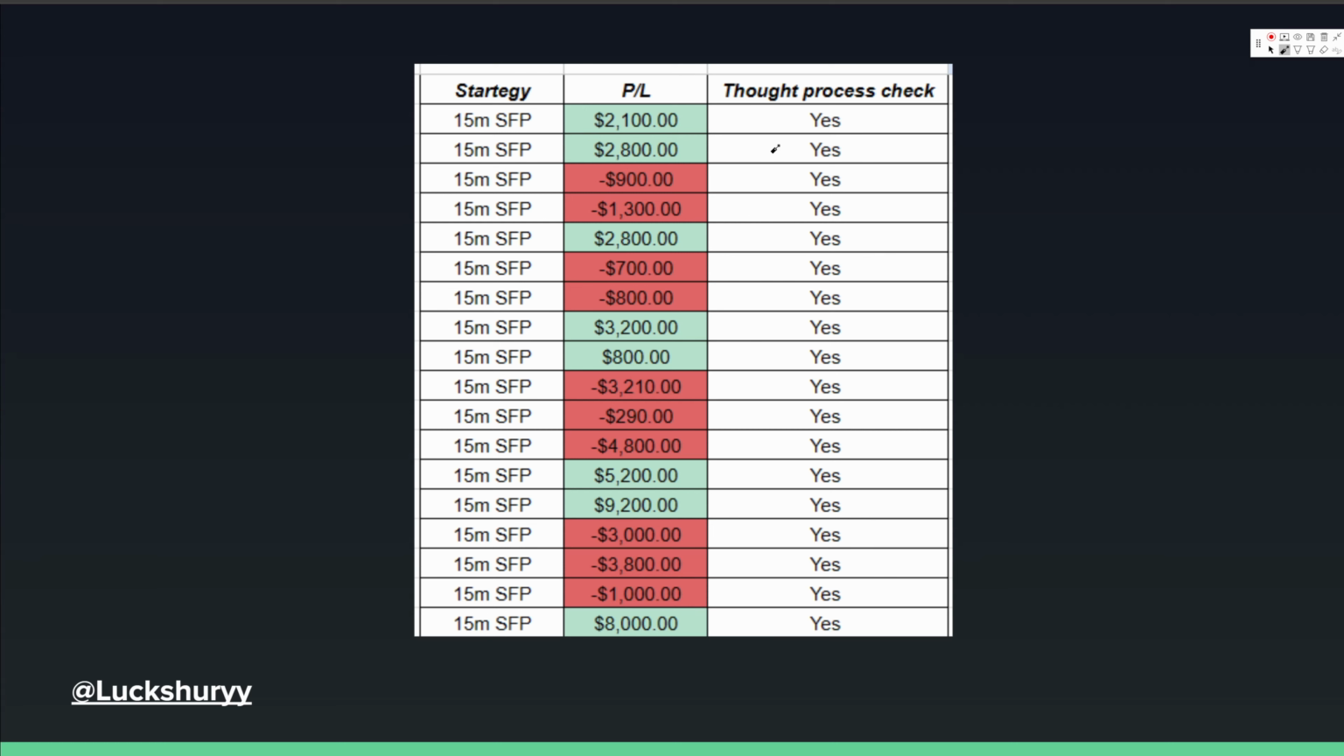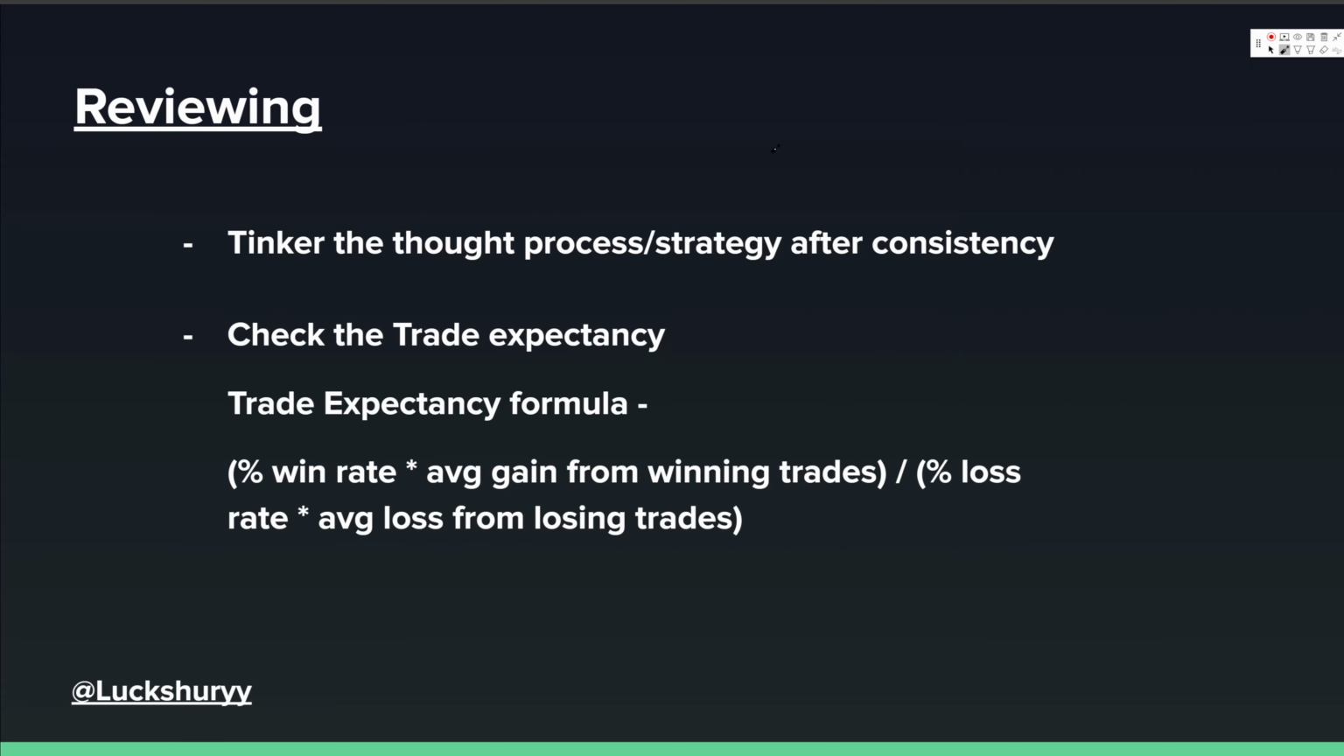Once you've done this and you've got everything saying yes, that is where you can then start reviewing the trades and discussing the following few variables here. Tinker with the thought process strategy after consistency, if there's any bad expectancy within your trade. So to check trade expectancy, here's the formula for it down below. The trade expectancy formula will essentially tell you if your strategy, the thought process you're following, is going to be profitable over a long period of time. If it's anything above 1, that is profitable and you're fine to go.